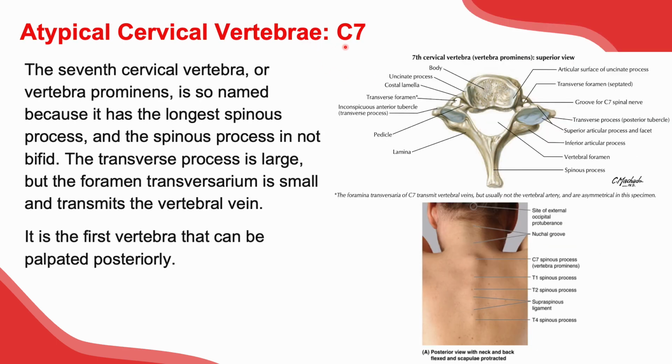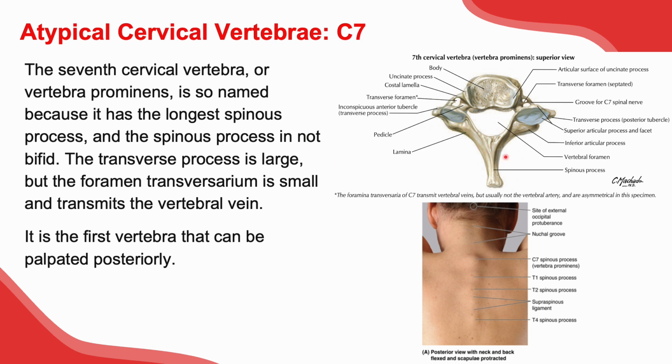The C7 vertebra is called the vertebra prominens. I always like to understand the reason behind the naming of anatomical structures, because it makes the memorization and understanding much easier. The seventh cervical vertebra is called the vertebra prominens. When you think about prominence, it means prominent, or showing. The seventh cervical vertebra is the first vertebra that can be palpated posteriorly, as we see right here. So it makes sense that they call it the vertebra prominens, because it's the first prominent vertebra.